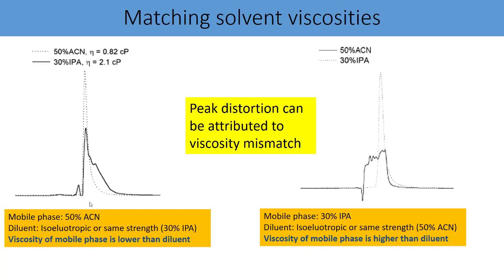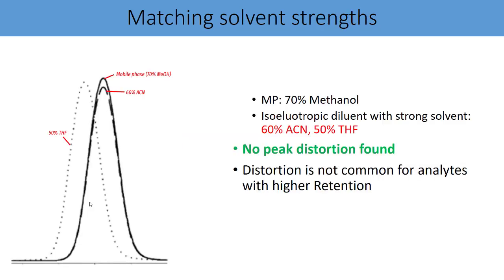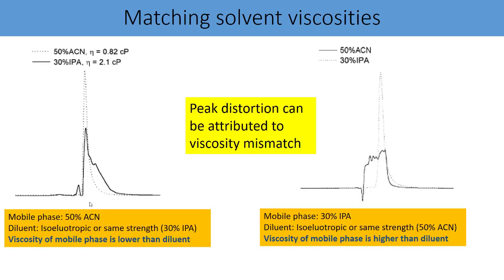Now, in the earlier example, let me go back just. We said that if we match the solvent strength and the mobile phase strength, our peak shape is going to be fantastic. But in this case, even though they are isoeluotropic, 50% ACN and 30% IPA are having the equal strength, but look at the peak shapes. Are they acceptable to you? They are not at all.